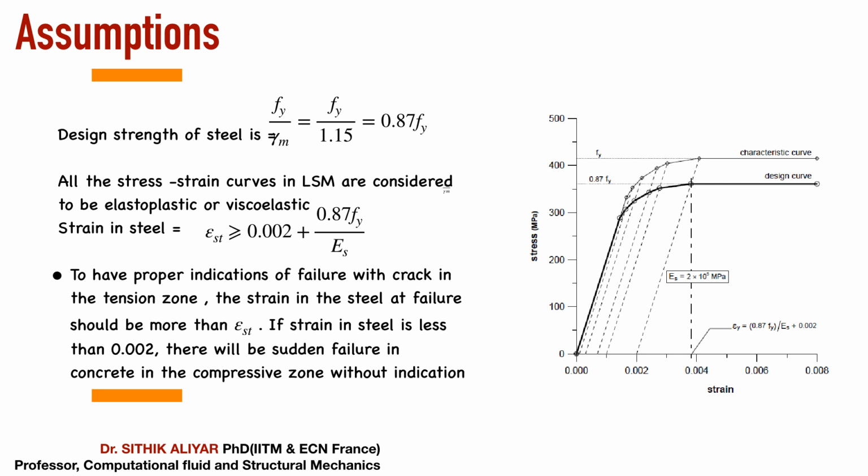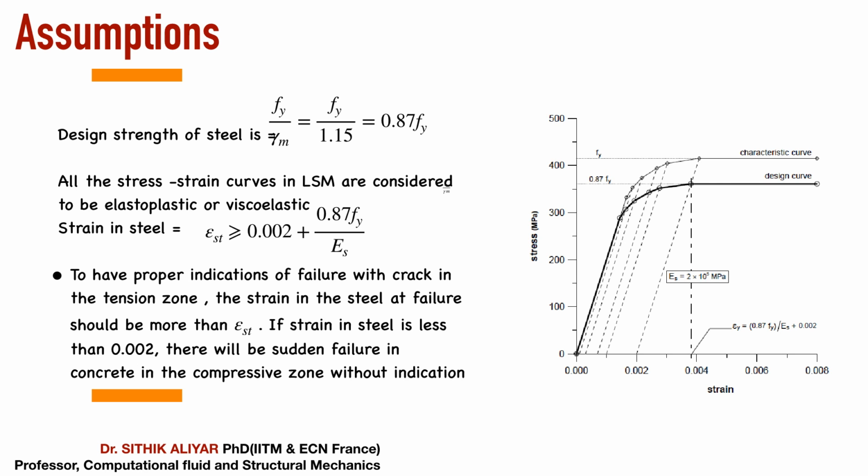It is 0.002, 0.002 and 0.004 and 0.006, like this. Okay, so you can also see the strain value in steel when the design curve 0.87 Fy is reached. Beyond that it becomes a straight line. The strain is 0.87 Fy by Es. What is 0.87 Fy by Es? 0.87 Fy is nothing but a stress. Es is Young's modulus. So stress by Young's modulus is nothing but strain, plus 0.002.